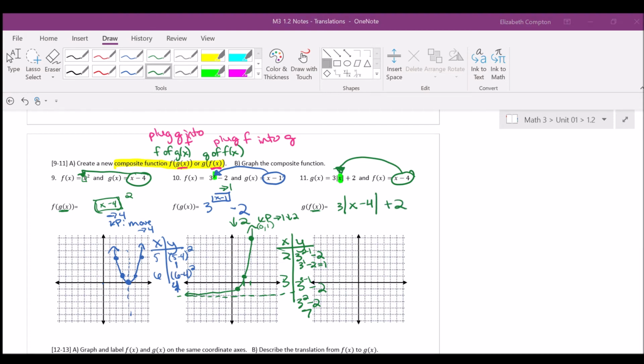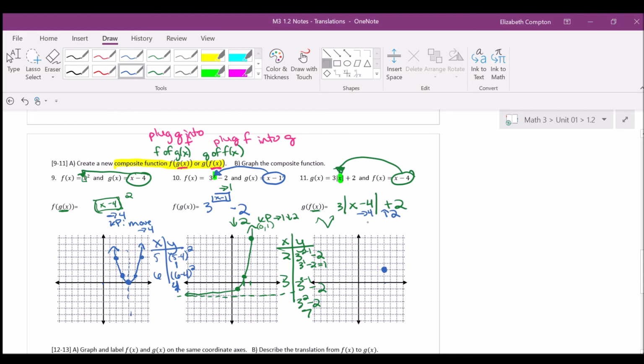Okay, so how do we graph this? It's an absolute value, so it's a V. I'm shifting right 4, up 2. Where's my key point again? Absolute value, 0, 0. I'm going right 4, up 2.